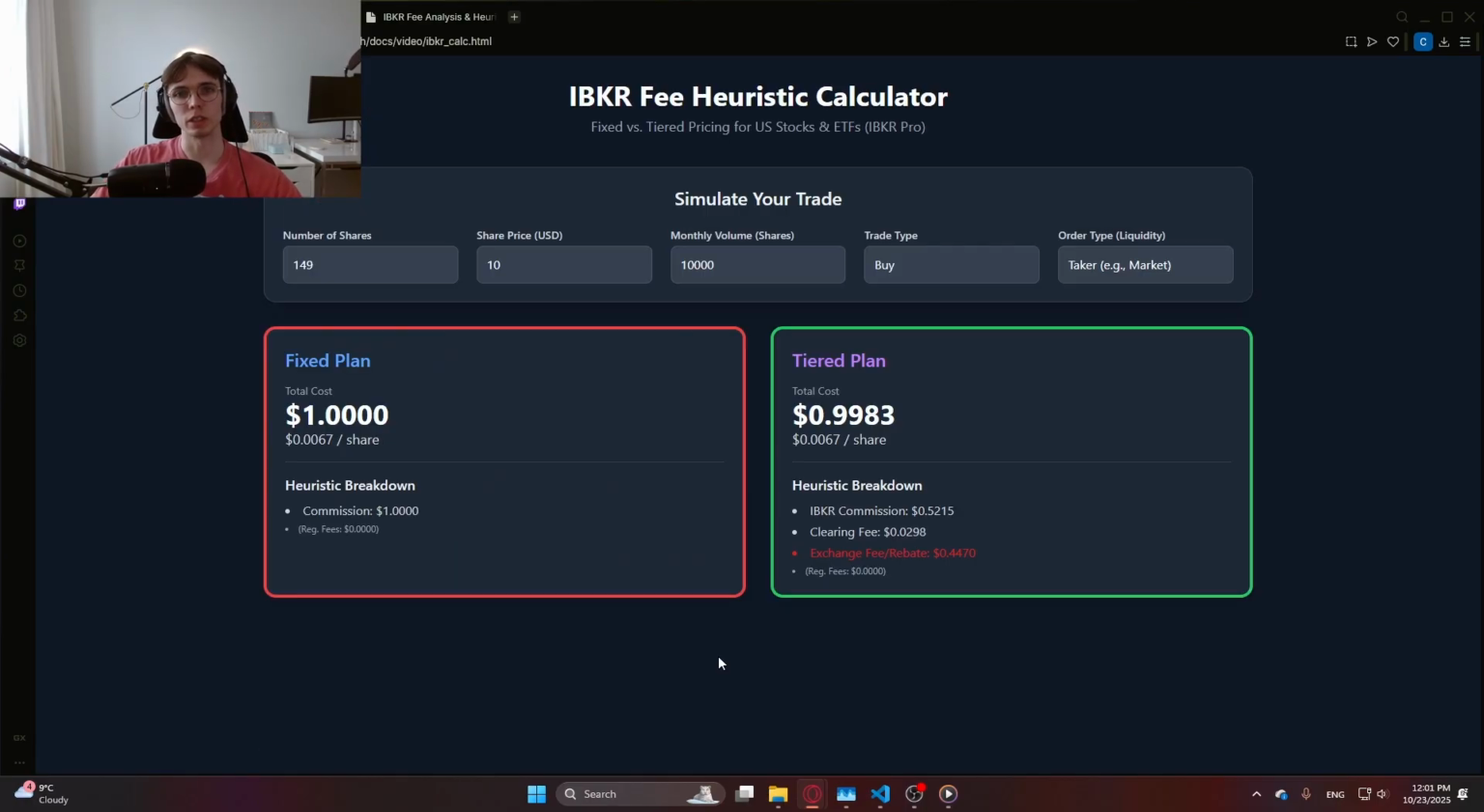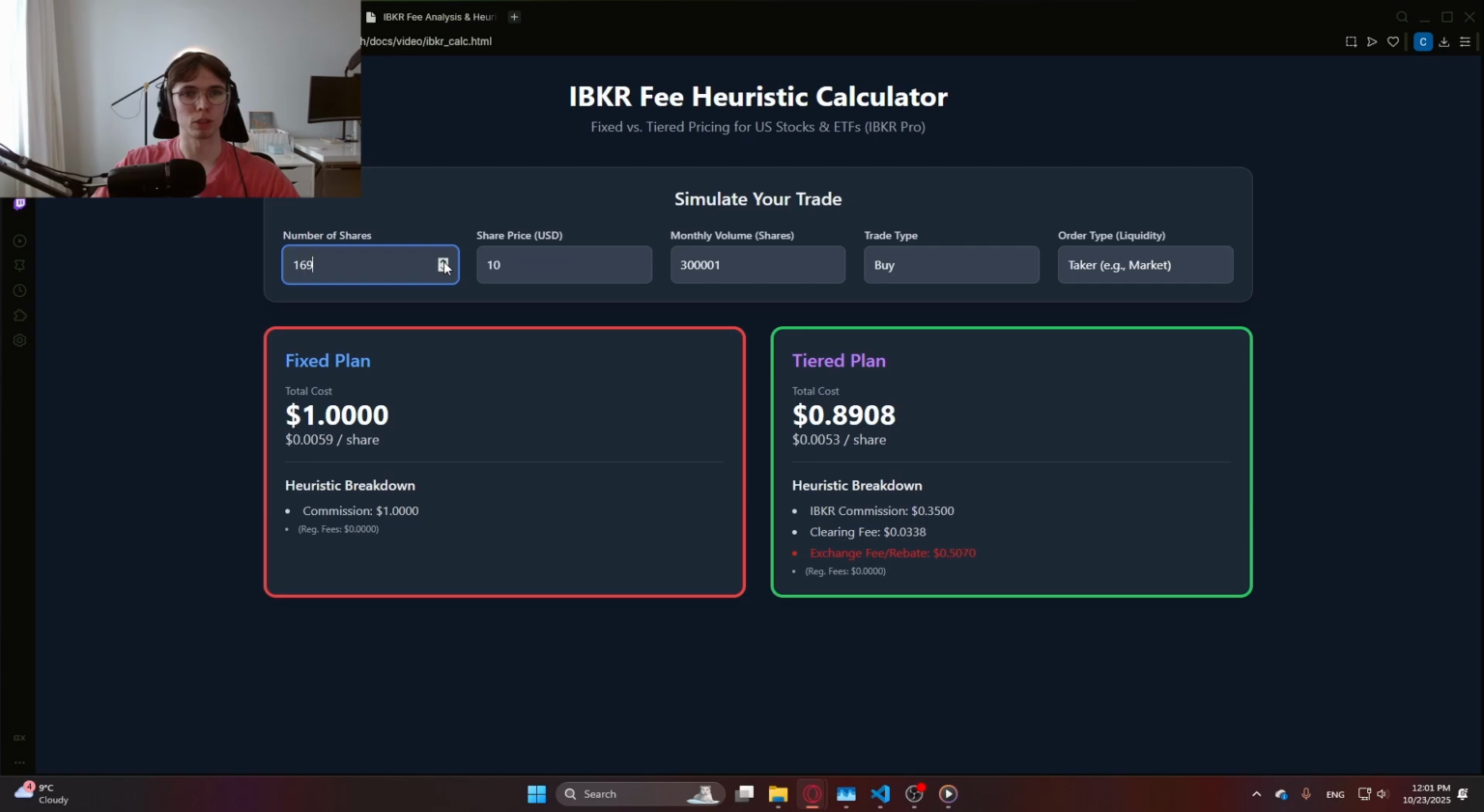So as you can see here, this is the calculator. I have the number of shares set to 149, so you can see the tiered plan is still just a little bit cheaper. But as soon as you hit 150 shares, then the fixed plan becomes cheaper. And if we bump ourselves up into tier 2, so that's at 300,001 shares, 150 shares is now your block size, the tiered plan now becomes cheaper.